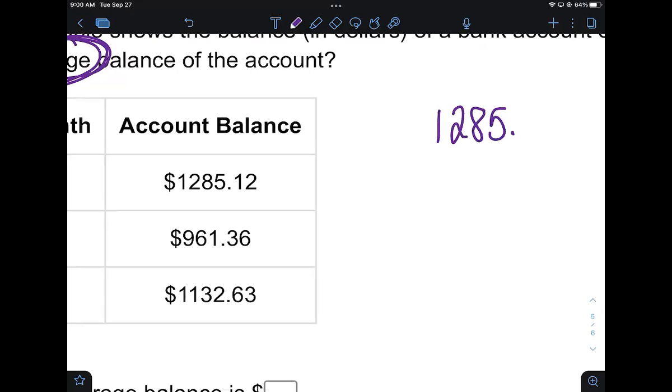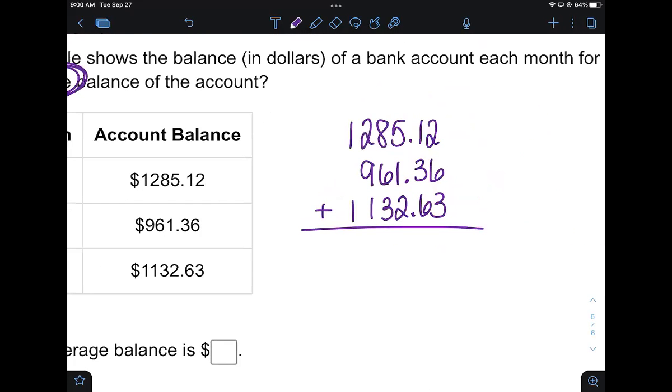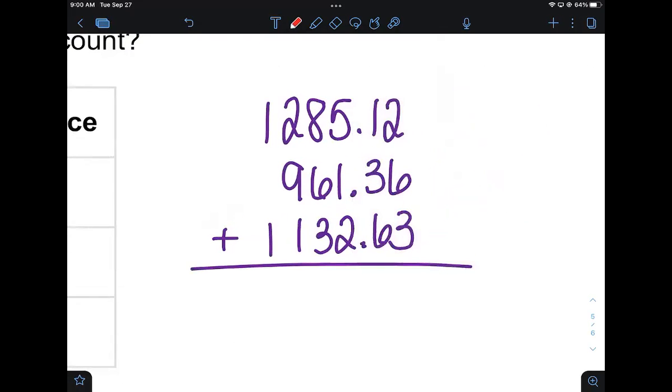1,285.12, 961.36, and 1,132.63. We're going to add them together. That's the first step in finding the average or the mean. What's 2 plus 6 plus 3? 11. Carry the 1.